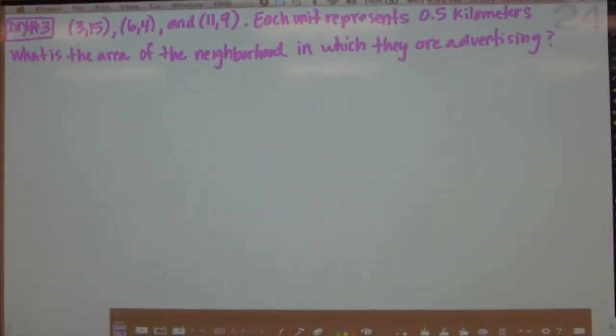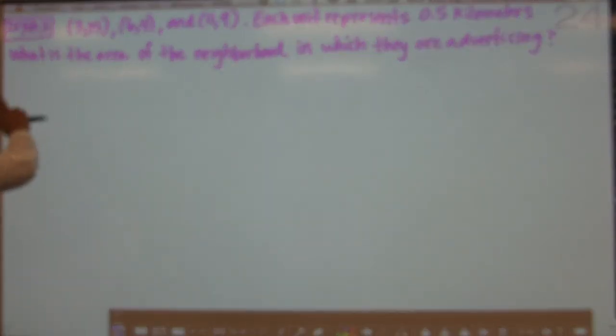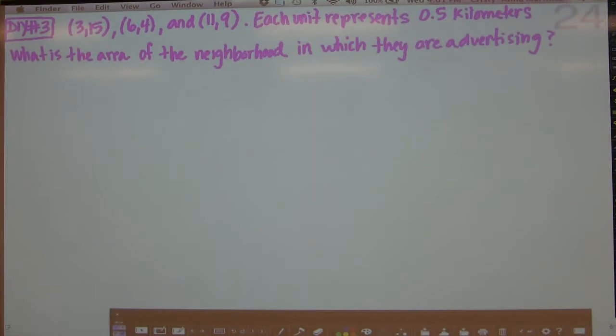On a map, the coordinates for the corners, and that's all I wrote on the board, are (3, 1), (5, 6), and (4, 11.9). Each unit represents 0.5 kilometers. What is the area of the neighborhood in which they are advertising? So basically there are 3 people, they have 3 different street corners, and these are the vertices of those street corners, and you're trying to figure out the area of where they're advertising. Keeping in mind that when you get your answer, each unit represents 0.5 kilometers, so you'll have to take that into account as well.